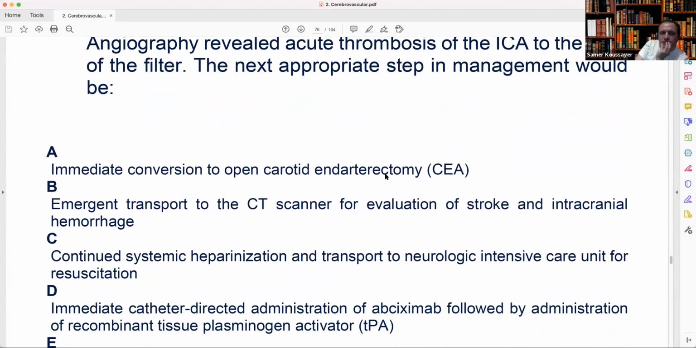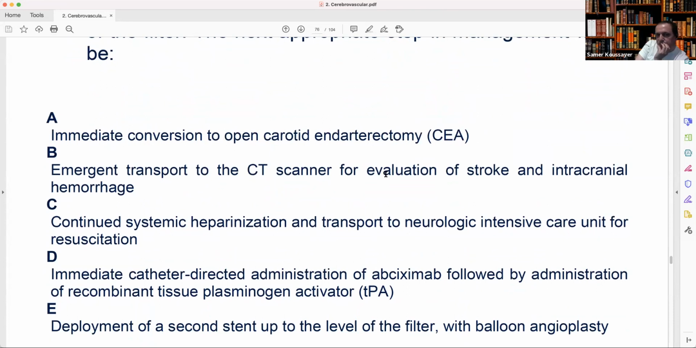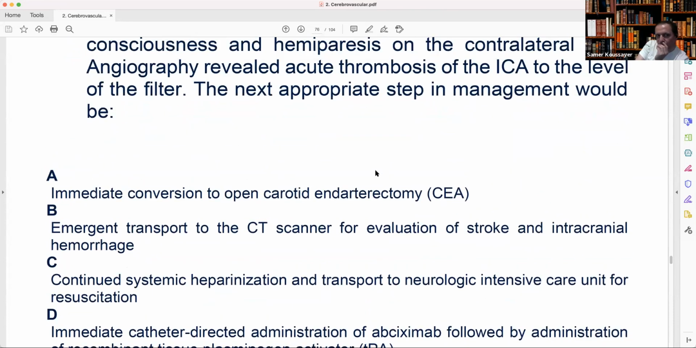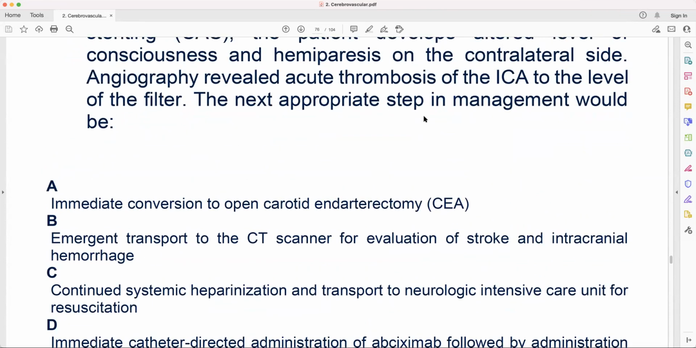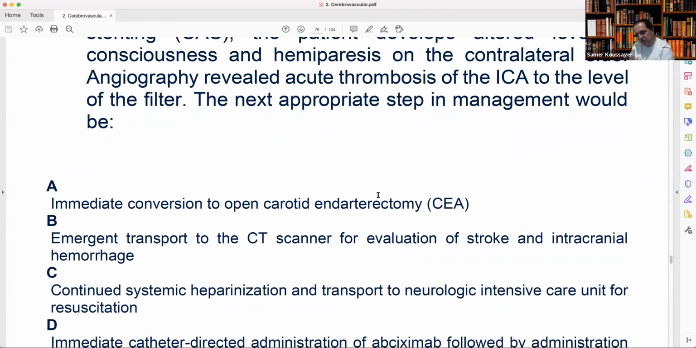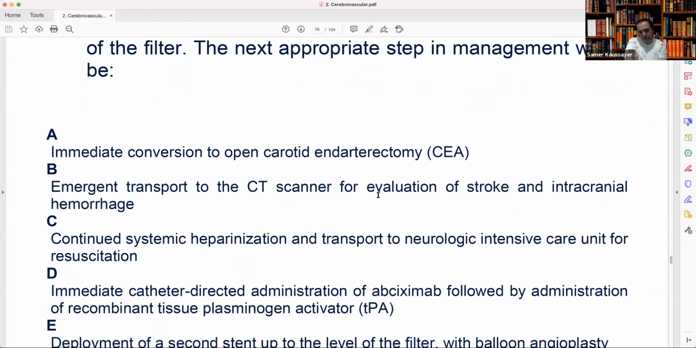The next step... I think it could be one option, but it will not be my first option, because they said what is the next appropriate step. Doesn't mean it's the only appropriate step. If you decide to open, you can do that. It's not a bad option, but it's not like my first approach. Let's see the second one.